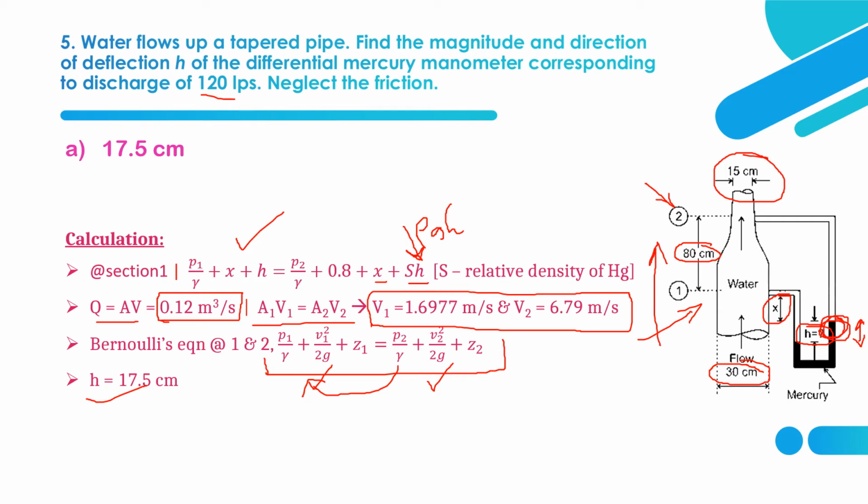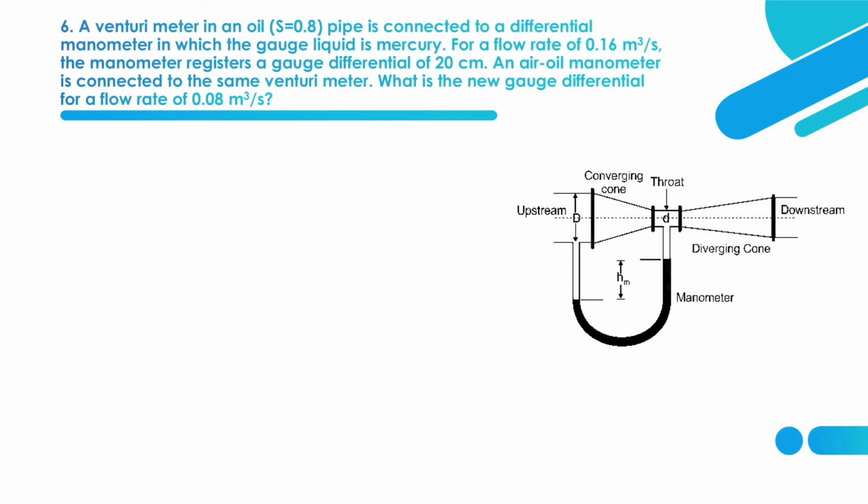Now let's move on to the sixth question. A Venturimeter in an oil pipe, specific gravity given as 0.8, is connected to a differential manometer in which the gauge liquid is mercury. So this is the gauge liquid, that is nothing but mercury here, and the flowing fluid is oil. For the flow rate of 0.16 meter cube per second, the manometer registers a gauge differential of 20 centimeter.